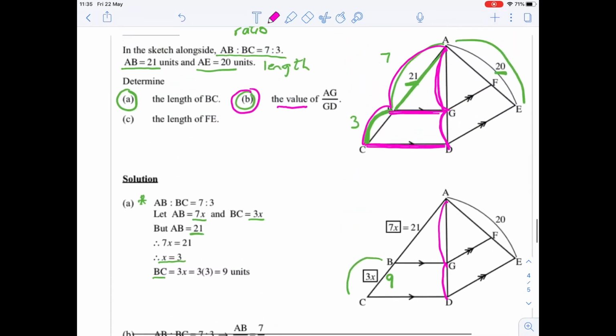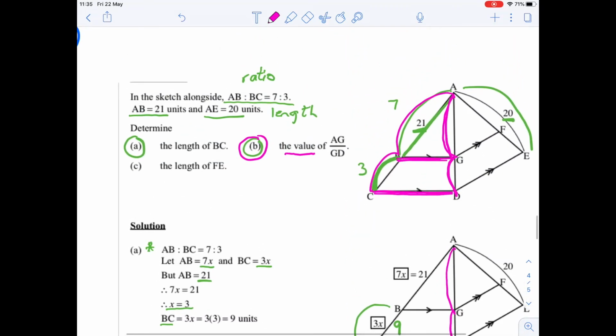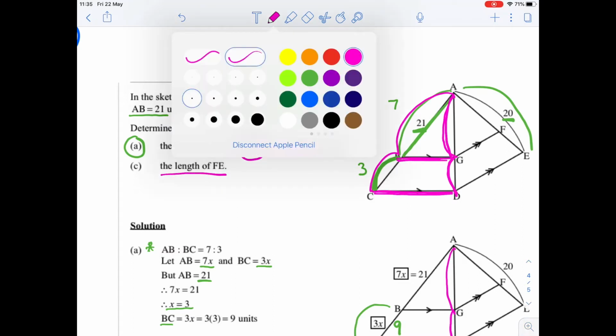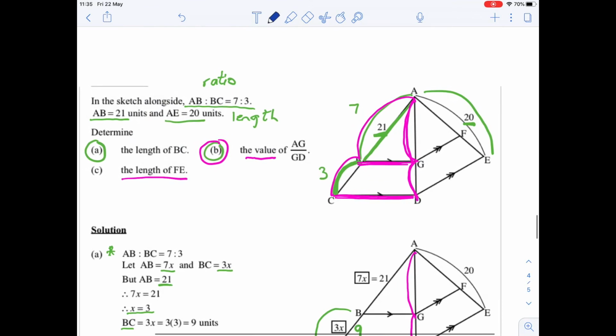Okay, let's go and look at the third one now. The length of FE. Let's find FE in a different color. So FE is sitting down here, and we want the length of that. What we do know at the moment is that the whole one is 20.